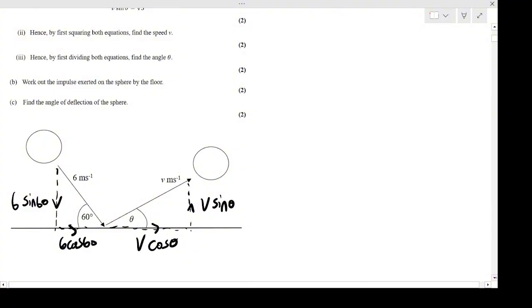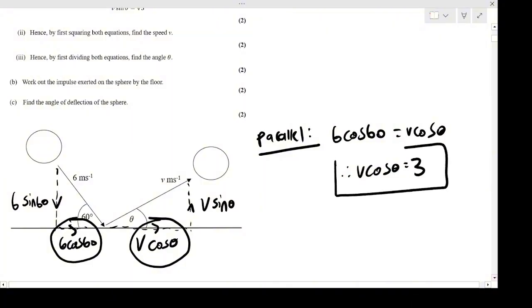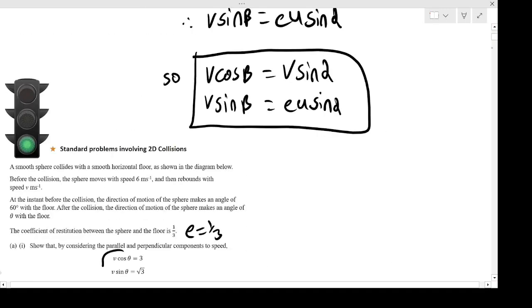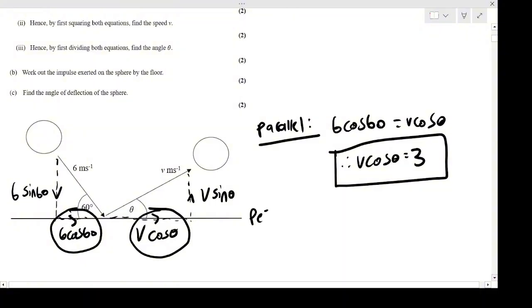So if we firstly think parallel, parallel to the floor or the surface, the parallel components are 6 cos 60 and v cos theta. They're equal because remember parallel parts are equal. So 6 cos 60 is v cos theta. Therefore v cos theta, we can just put this in the calculator and you should get 3. Well, that's the first equation they wanted: v cos theta is 3. Great.